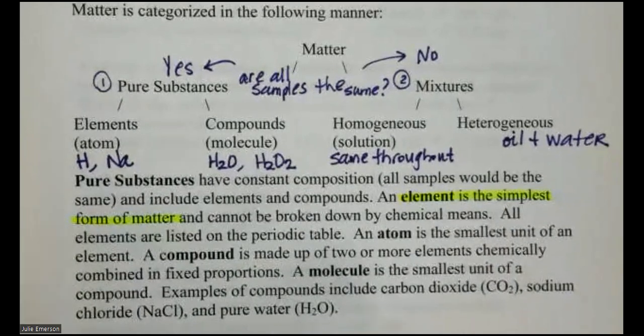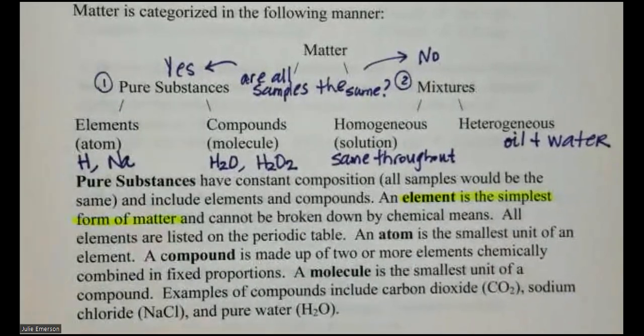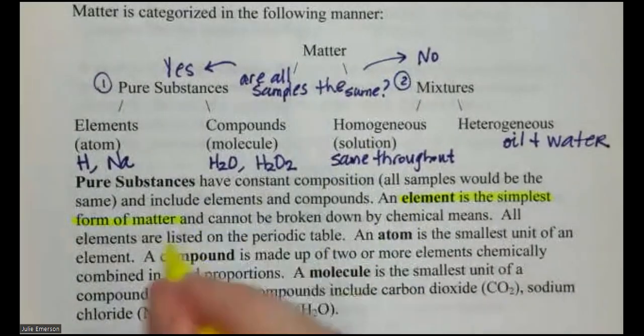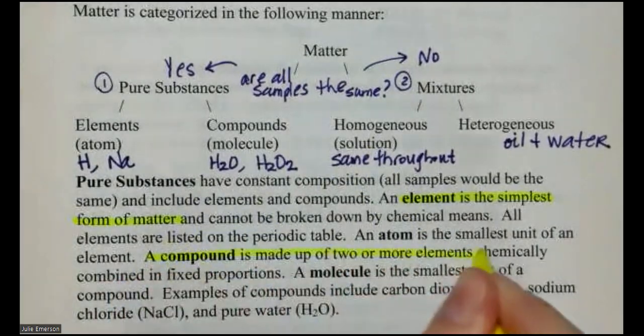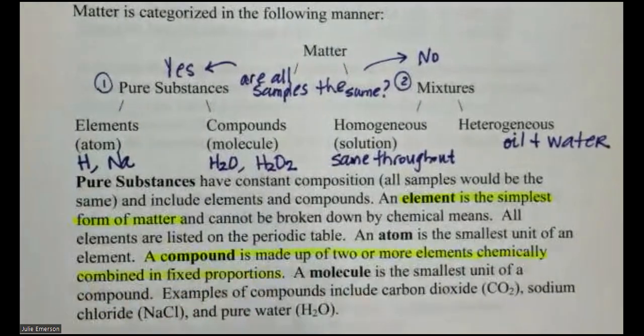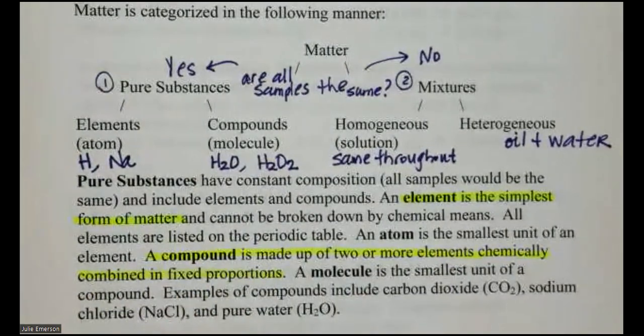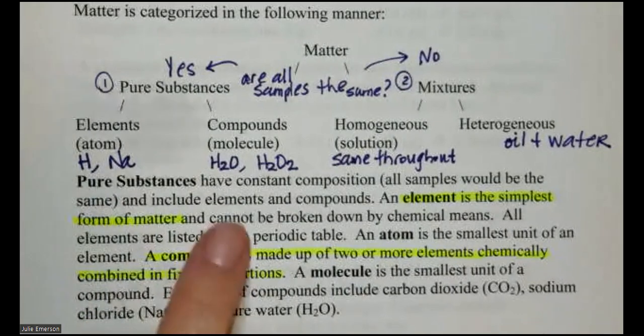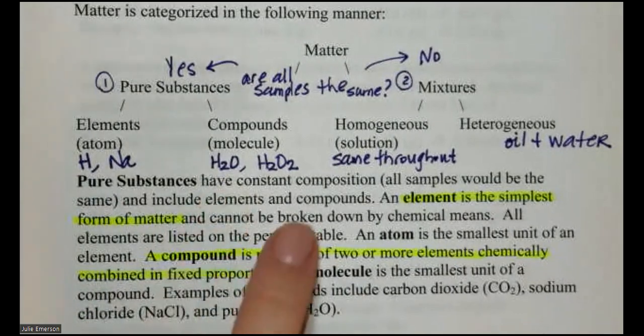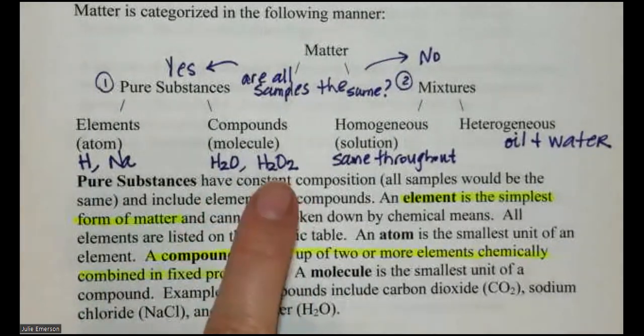All right, so an element is the simplest form of matter. A compound is made up of two or more elements bonded together, all right? And the fixed proportion just means that every water molecule is H2O. Every hydrogen peroxide is H2O2, not H4O4, but H2O2.